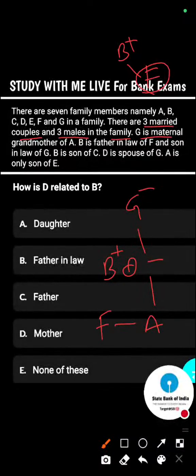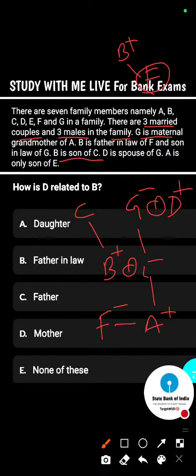Okay. B is the son of C. D is the spouse of G. A is the only son of E. Only son. So this is female and this is E. So we got this as our blood relation. And it also says that there are only 3 males in the family. 1, 2 and 3. So this must be female.